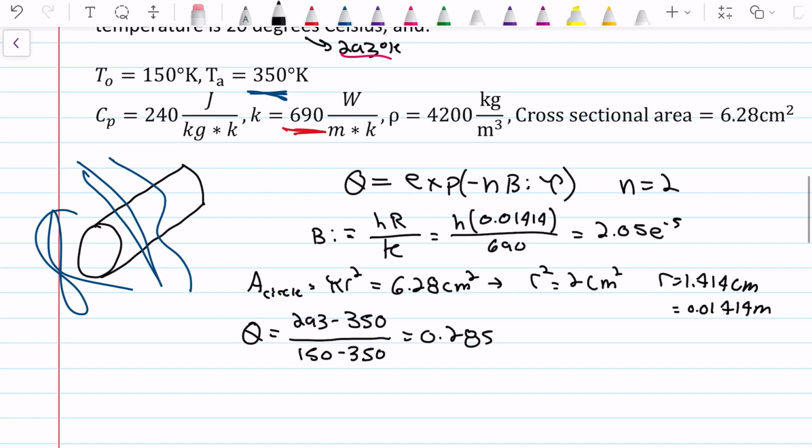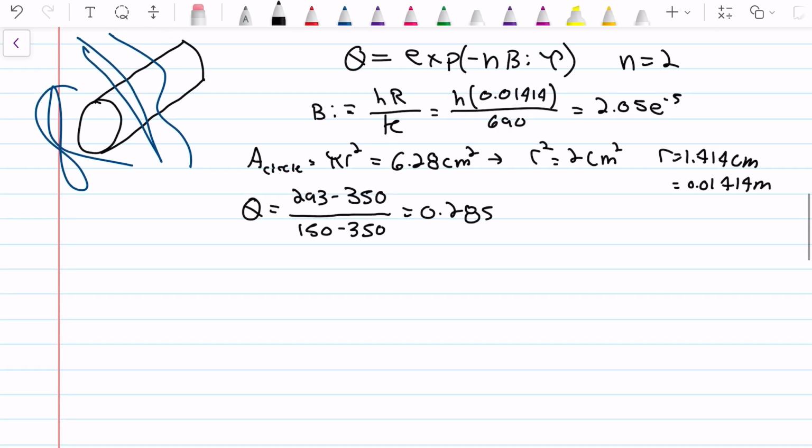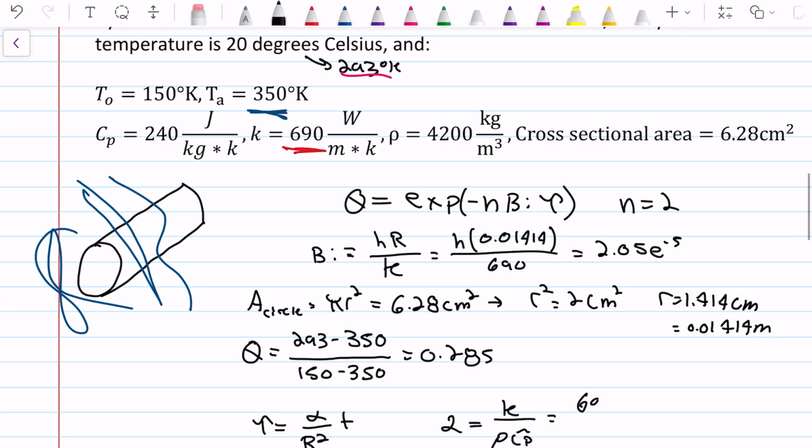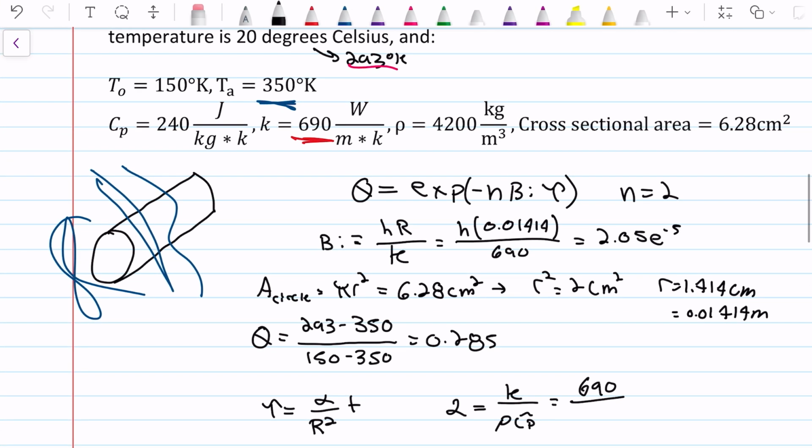And then, let's see, we got n. Let's get our tau. So tau, the Fourier number, we know is equal to alpha over a characteristic length squared, which we said was r times the time. Let's go ahead and calculate alpha first. We know alpha is the thermal conductivity over the density times the specific heat. And we know all of these numbers for our material. If we didn't know them, we could look them up, probably.